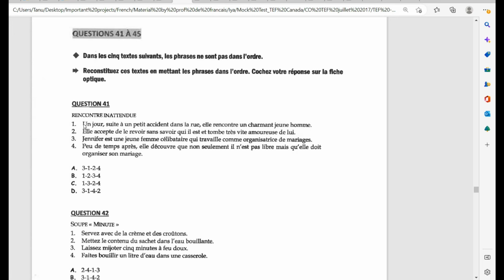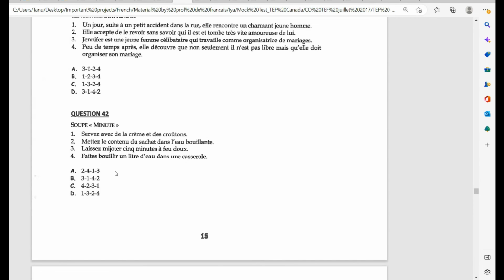And now let's look at the last one. Peu de temps après, elle découvre que non seulement il n'est pas libre, mais elle doit organiser son mariage. After some time, she discovered that not only is he not single, but also she must organize his marriage. Yeah, so I think the arrangement of sentences makes complete sense. 3, 1, 2 and 4, which is option A.